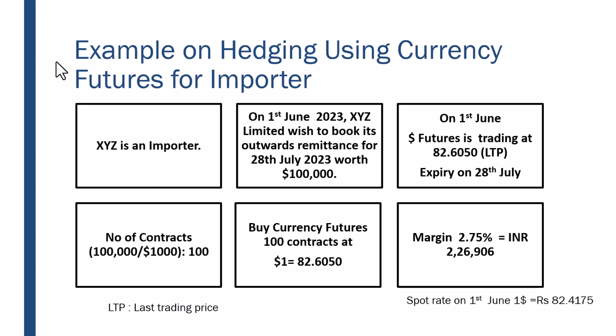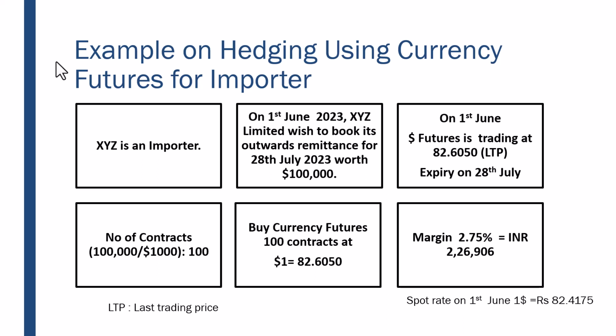When he saw the price, it was 82.6050. When you look at the spot price, the price was at the last listing 82.41. So he found the dollar was appreciating in a month's time. So he said, okay, let me just buy the dollar because the dollar may go up again. So let me just cover myself at this point. So he bought the dollar at 82.6050. Okay. This was the last trading price.